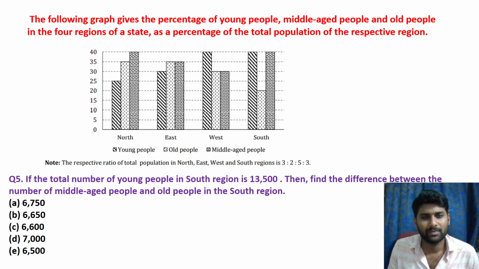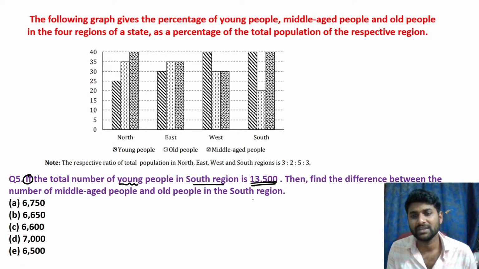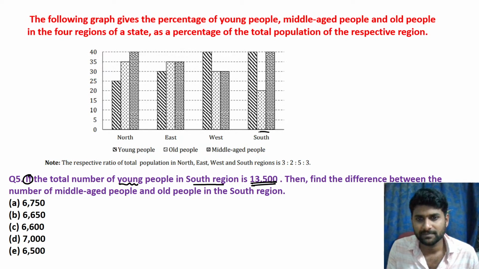Suppose there is a condition that the total number of young people in the South region is 13,500. Then find the difference between the middle-aged people and old-aged people in the South region. See, the South region.